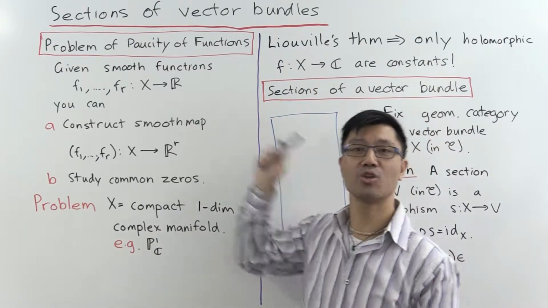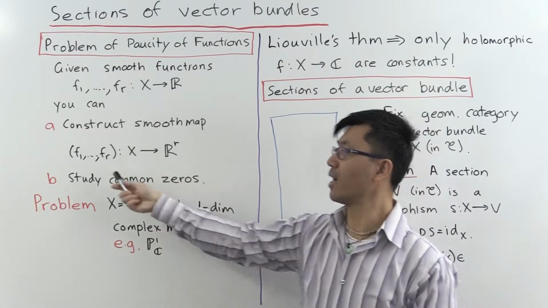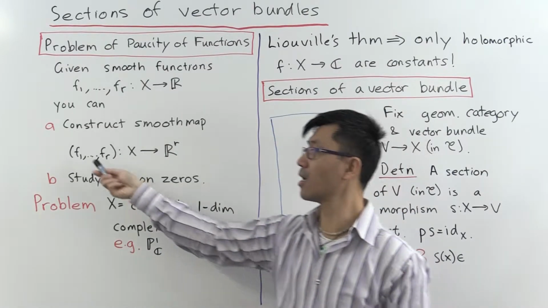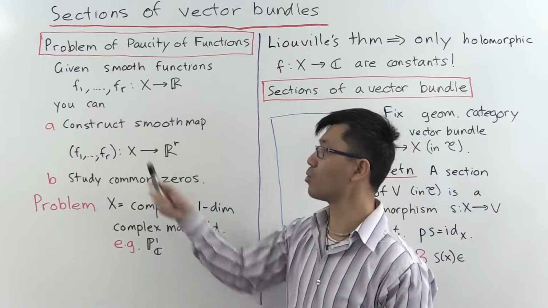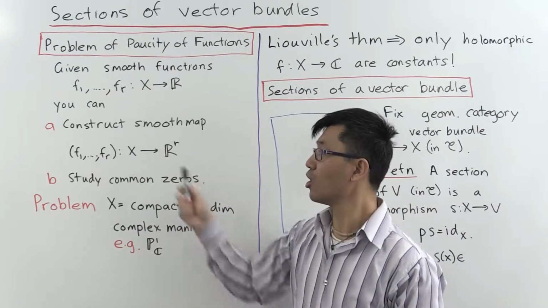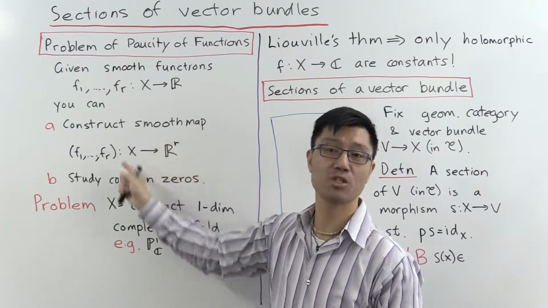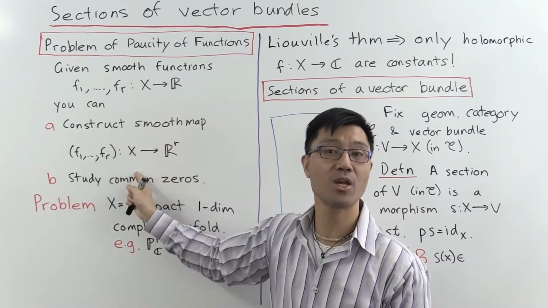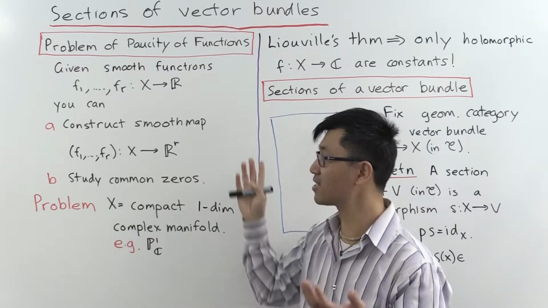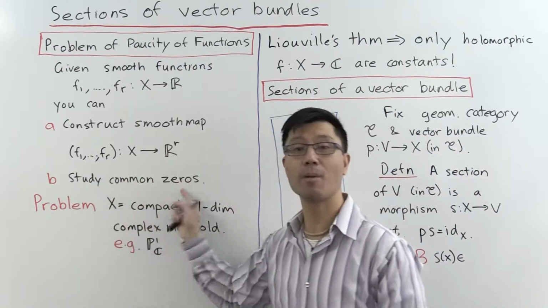So let's see what you can do with those constant functions in these two situations. Okay, so if this is f1 to fr, you're looking at just holomorphic functions. Each of these is constant. So when you have the map from X to, in this case, C to the r, you only get a constant map. So of course, with that constant map, there's no way you can get interesting information about this complex manifold X. Okay, so there's no use for it here. Okay, what about studying common zeros?